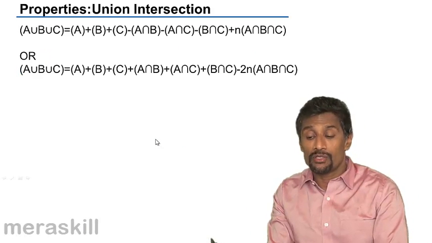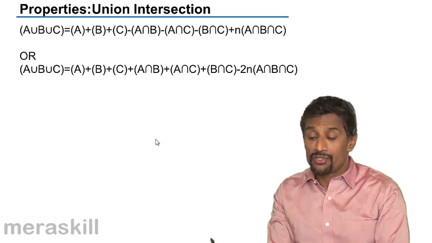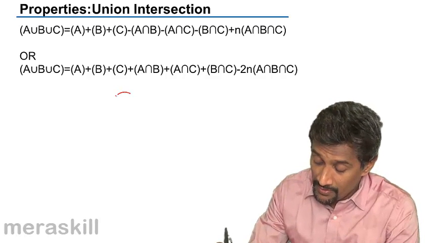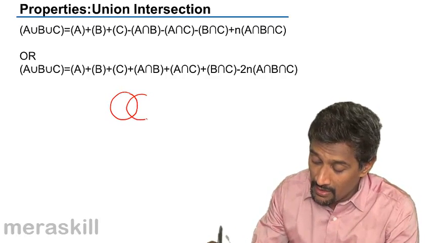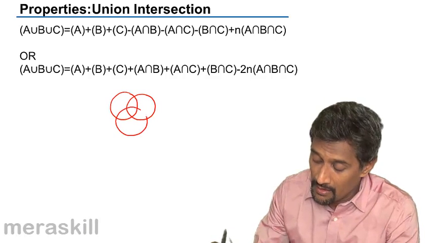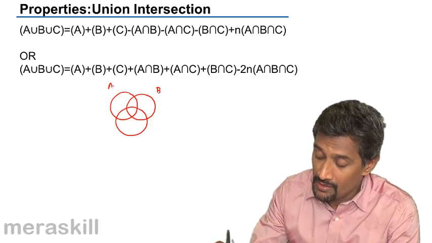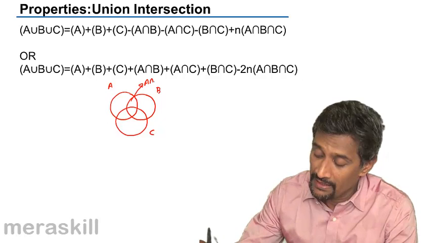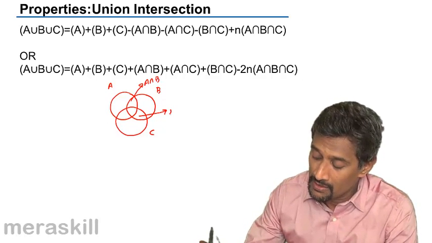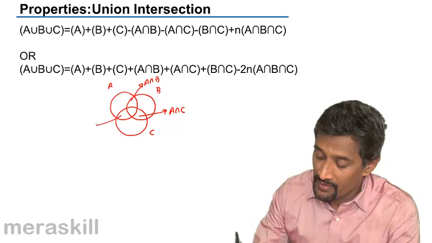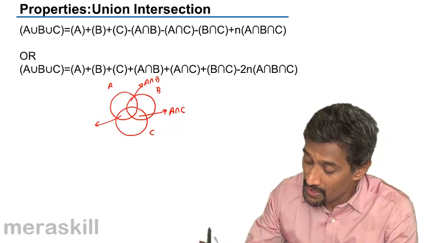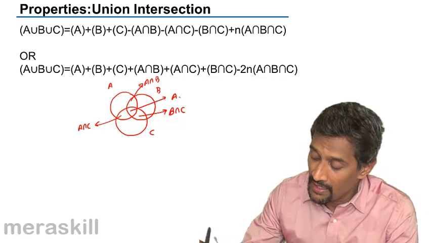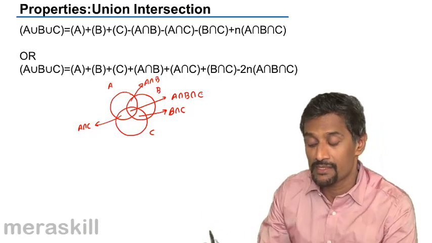Further, we have a very important property, union intersection. Now, suppose we have this kind of a situation. That is, there are three sets, A, B, and C. So we have A, B, and C. So this part, including this whole thing, is A intersection B. This part is A intersection C. This part is B intersection C. This part will be A intersection C. And this part is A intersection B intersection C.